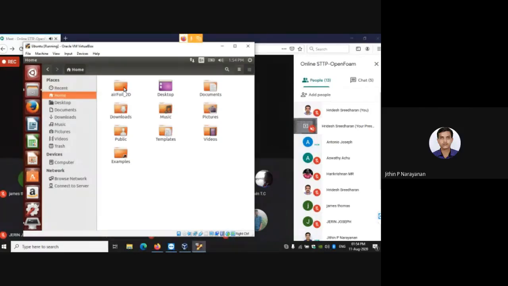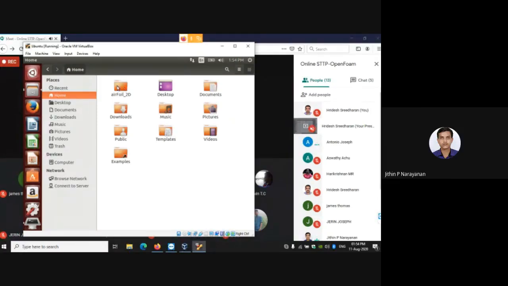Touch, space, file name can be any name, dot foam. foam should be in small letters. Everything, the command and the extension, should be small letters.